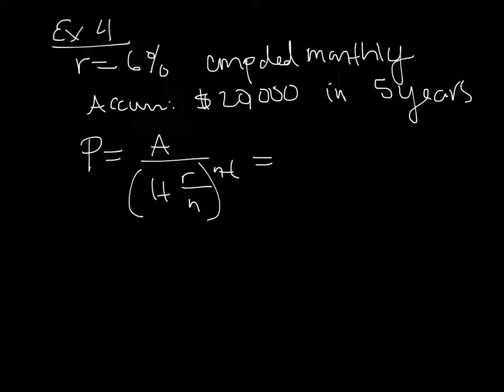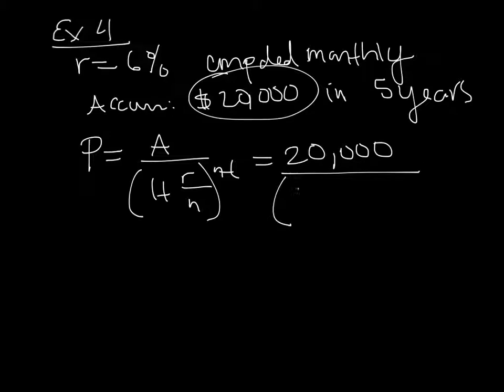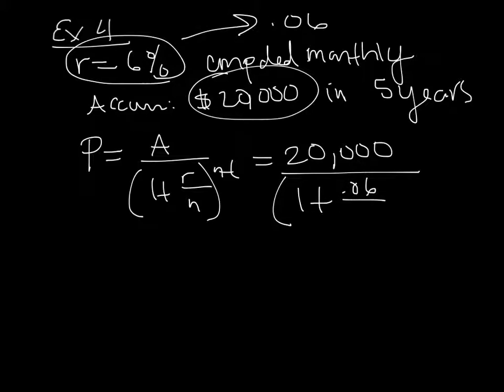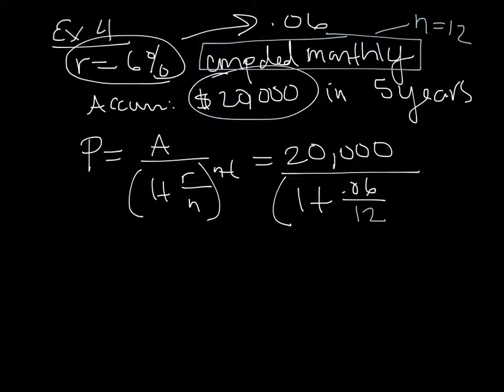So what do we have? A is, well, we want to accumulate $20,000. And then we're dividing 1 plus our rate, which as a decimal is 0.06. So 0.06 divided by N. And here it's compounded monthly, so that means N is 12. So 12 raised to the N times T. So our N is 12, and our T is 5 years. So it's just going to be times 5.